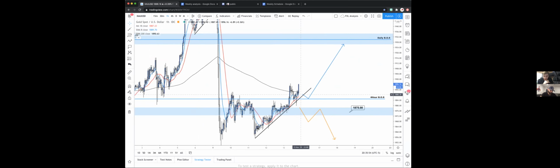Really nice ascending channel here. Higher low after higher low. We move through this 4-hour pretty easily, with good volume in doing so as well. Higher low, blowing right to this 200 EMA.